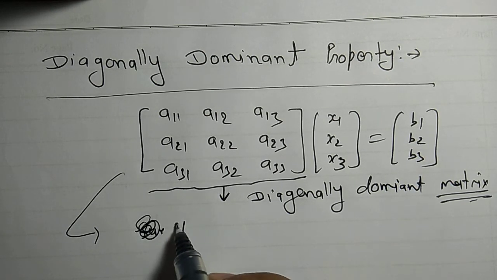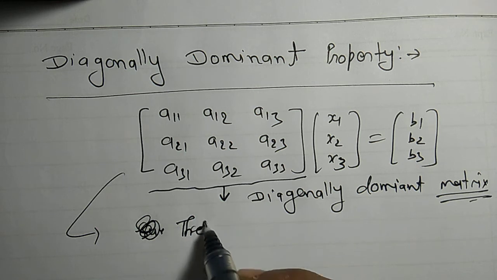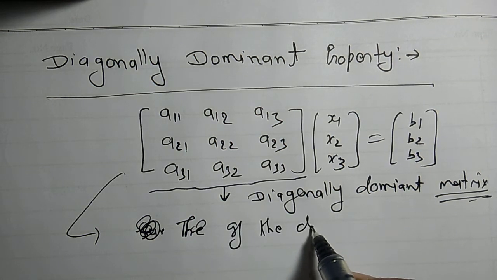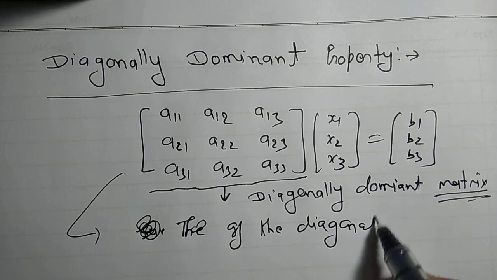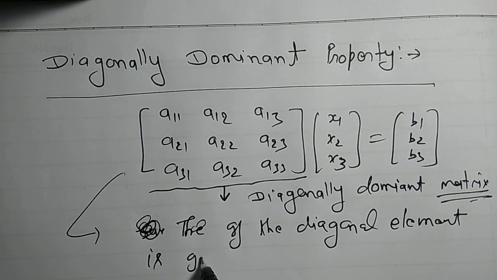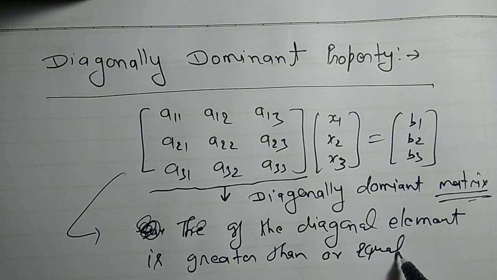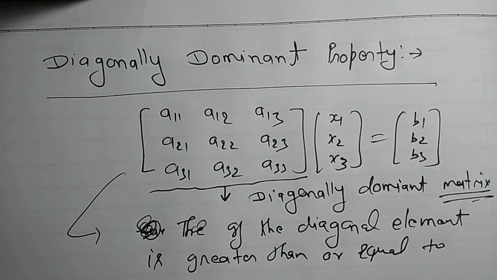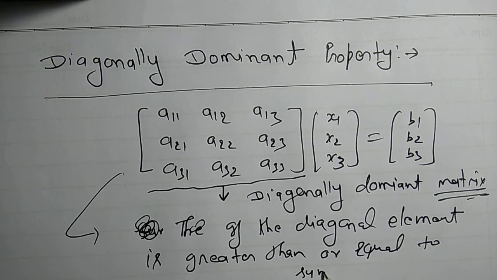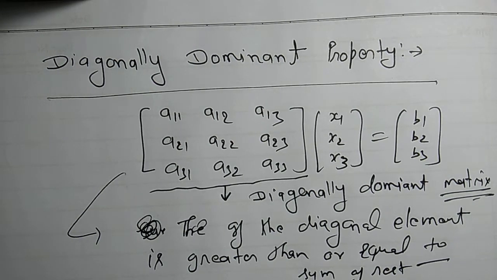We'll have a square matrix is said to be diagonally dominant in a row if the diagonal element is greater than or equal to the sum of the rest of the entries in that row.